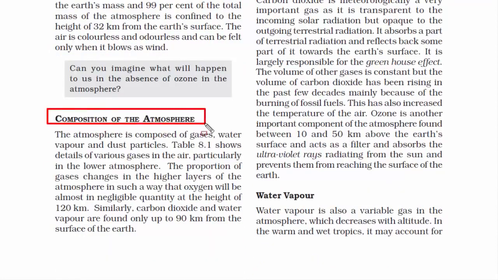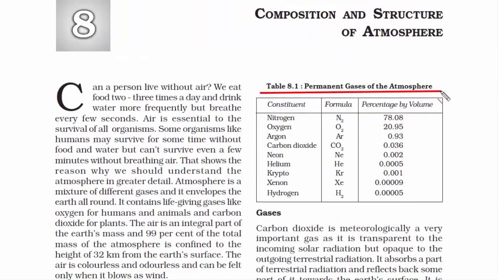Composition of the atmosphere. Meaning, what is our atmosphere made of? If you look at this table, you can see the different gases we have in our atmosphere. Always remember, nitrogen, oxygen and argon are the 3 major constituents of Earth's atmosphere. You can remember it as NOAA, N-O-A. Pause the video and take a look at their respective percentages.